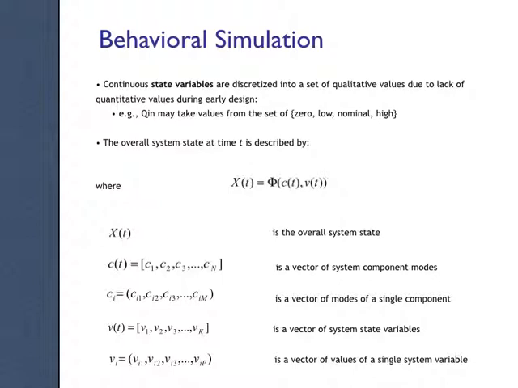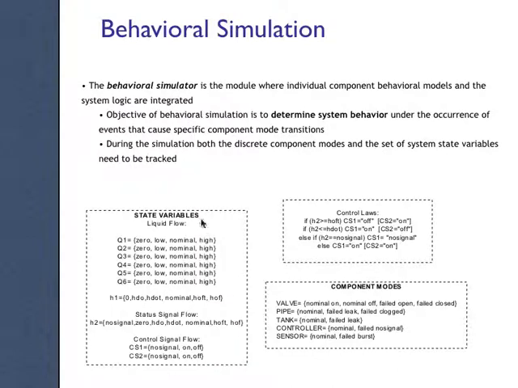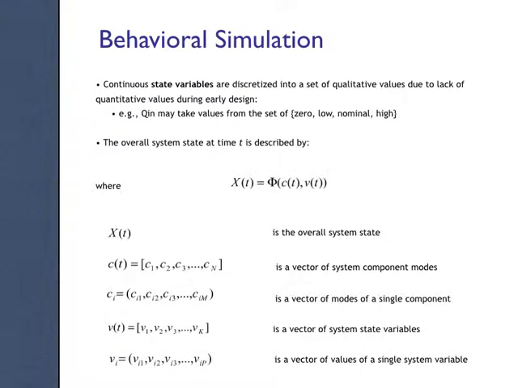Just to summarize some of the important information during this simulation step of FFIP, the x of t variable is the overall system state, so it keeps track of the system state, which is a composition of the component modes and the state variables on the previous slide. So it's a combination of the state variables, what the different values are of the state variables, as well as what the modes of the components are. And that's represented with this x of t.